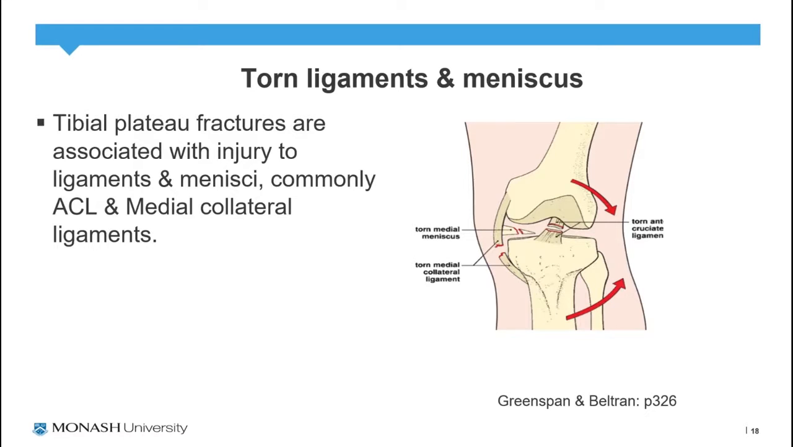Tibial plateau fractures are commonly associated with injuries to ligaments and menisci, and the ACL and the medial collateral ligaments are the most commonly affected. So on this diagram, we can see the anterior cruciate ligament tear, the medial collateral ligament tear, as well as the medial meniscus tear.